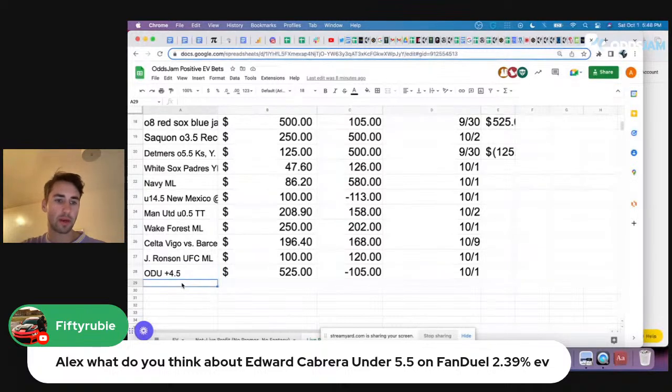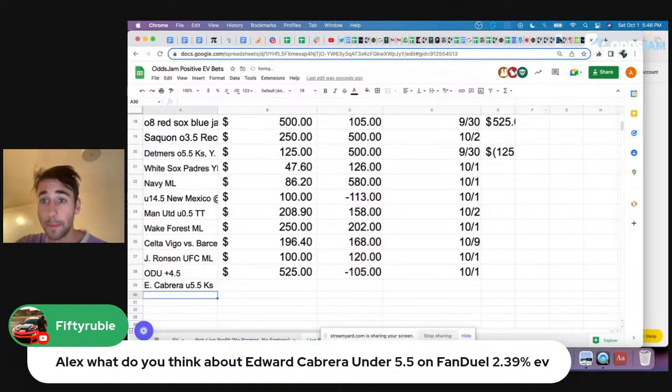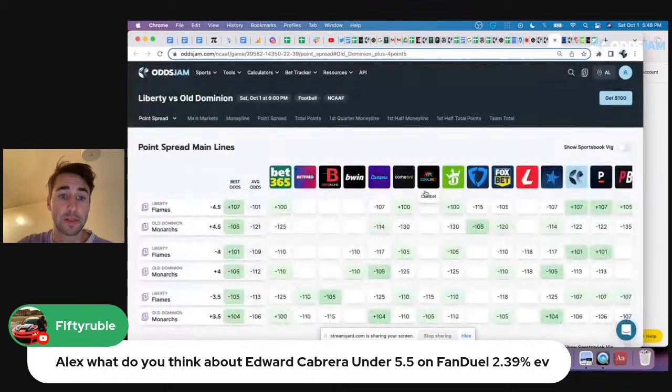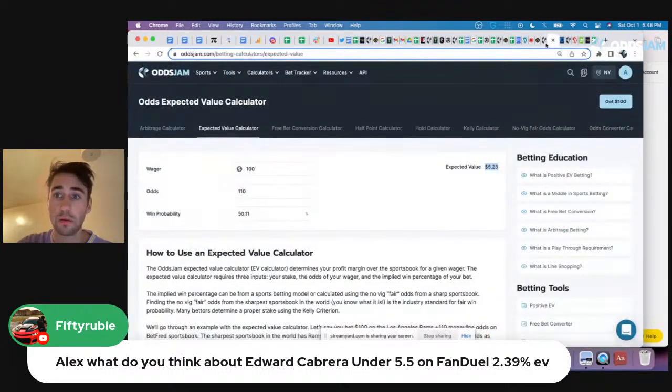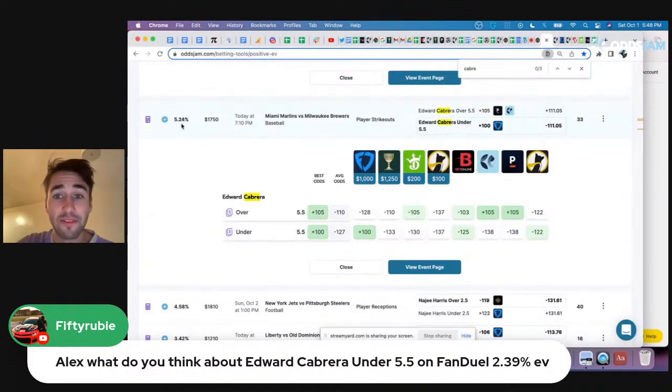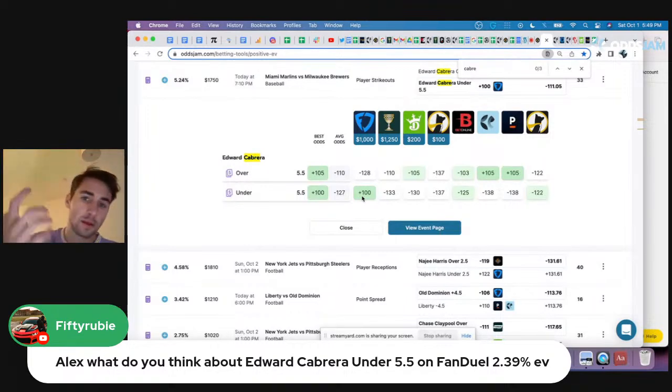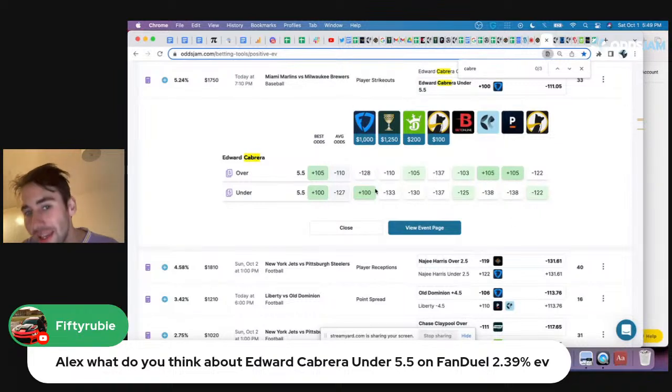So we have Edward Cabrera under 5.5 Ks, right? That's what we just hit. Under 5.5 Ks, which is a very high EV percentage, as you can see right here. So we had a little less of a stake, 5.24% profit margin. Every single sportsbook has the under favored, right? There's a lot of money bet on player props, a lot of money, right? And you're able to get plus 100 on the under 5.5, plus money, when every sportsbook has the under juiced. Pinnacle has it minus 138.